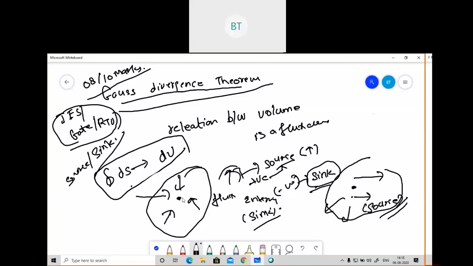The four points which I've concluded from Gauss divergence theorem: first, it explains the relationship between volume integration and surface integration. Second, it is used to see the location of source and sink, to identify which one is source and which one is sink. Third, it explains the rate of change of function with respect to its position, how the position is varying.